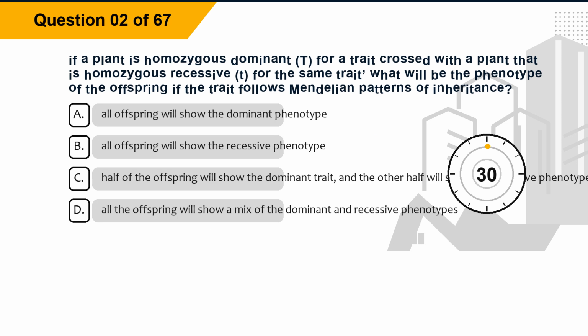Question 2. If a plant is homozygous dominant, TT, for a trait crossed with a plant that is homozygous recessive, tt, for the same trait, what will be the phenotype of the offspring if the trait follows Mendelian patterns of inheritance? Option A, all offspring will show the dominant phenotype. Option B, all offspring will show the recessive phenotype. Option C, half of the offspring will show the dominant trait, and the other half will show the recessive phenotype. Option D, all the offspring will show a mix of the dominant and recessive phenotypes.